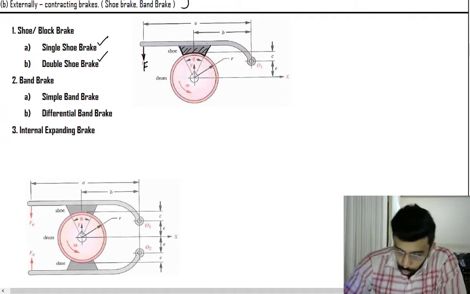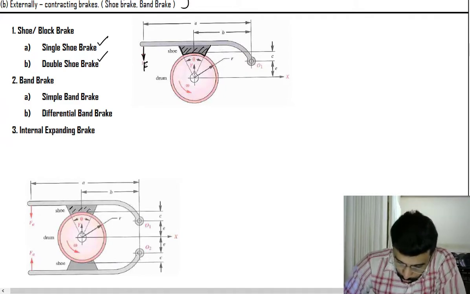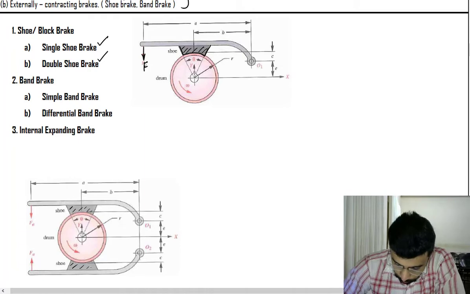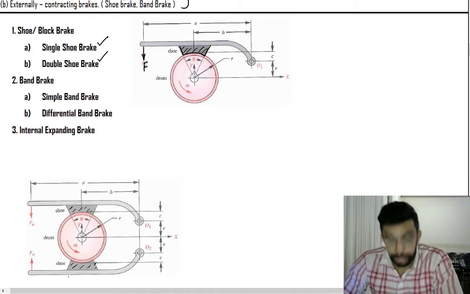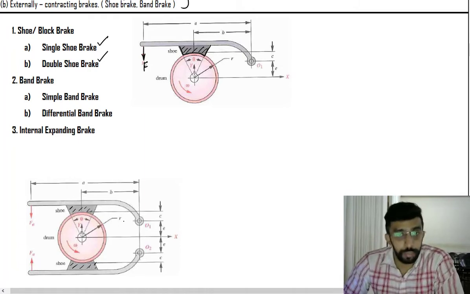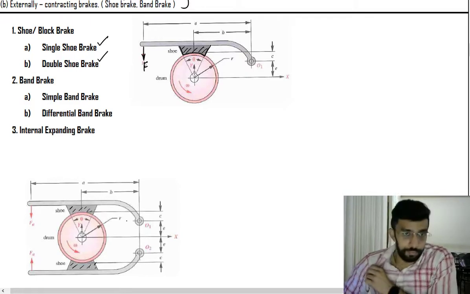Now when you have two different shoes on the opposite sides, as you can see here, it is called the double shoe brake. The working principle is one and the same.